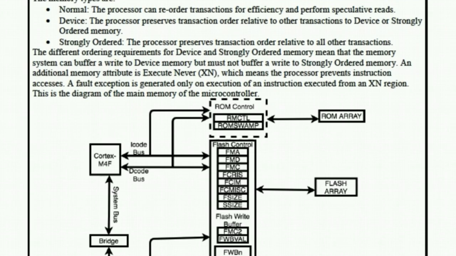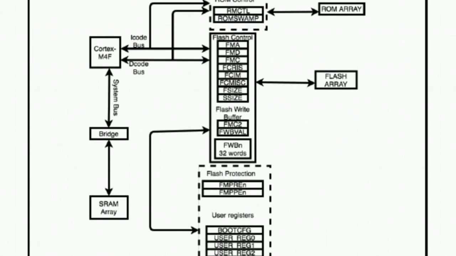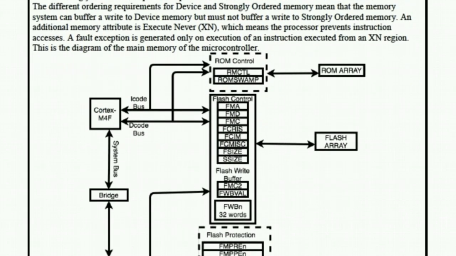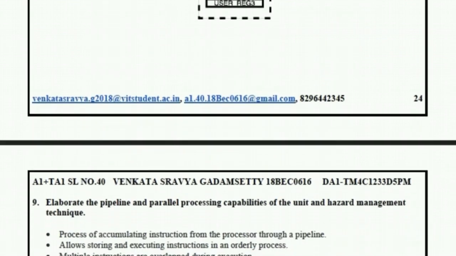Then we have a device. This preserves the transaction order and it goes step by step. It does not skip a few steps just to decrease the processing time. Then we have strongly ordered. In the strongly ordered transaction, it strictly follows order by order no matter what, whether you have an interrupt or not. So it does one order after the other. So this is the basic diagram of the control ROM of the memory that we have in this microcontroller.